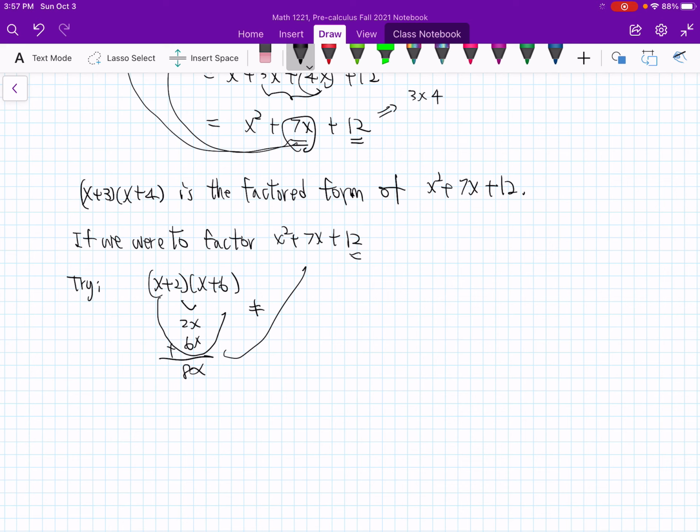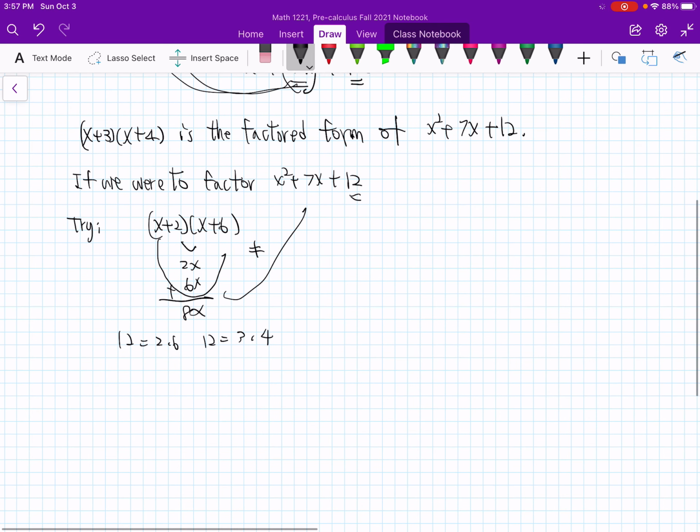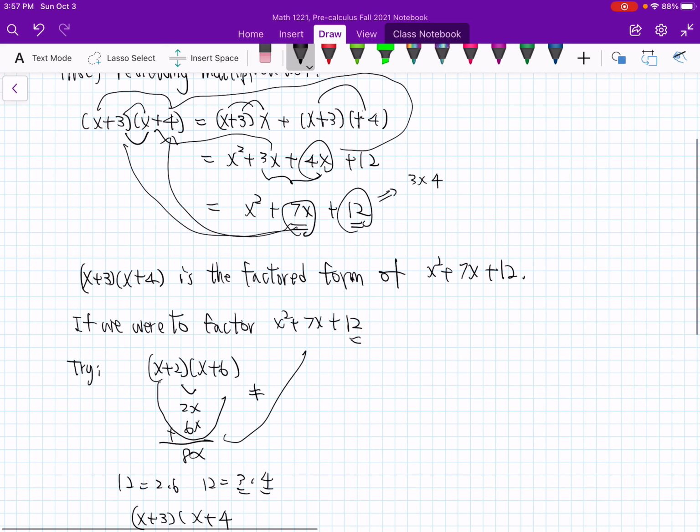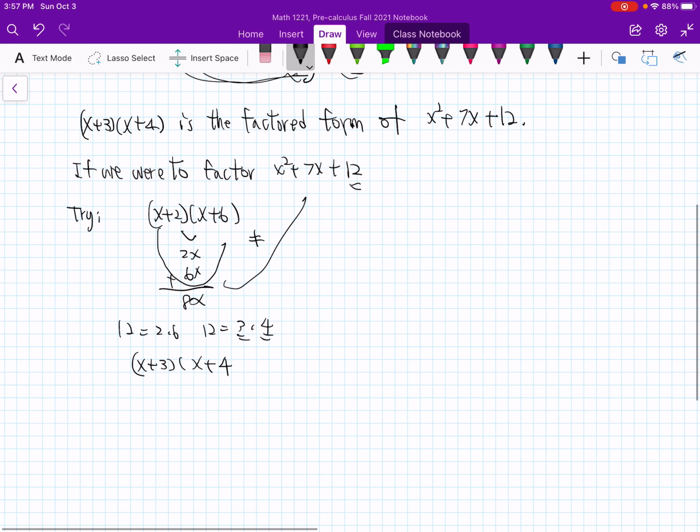Then how many other factors can 12 have? 12 can be 2 times 6. Also 12 can be 3 times 4. Let's try 3 times 4. Of course, you can also try 1 times 12. That's not going to work. So let's try that again. So x plus 3 and x plus 4. Remember, the number 12 came from 3 times 4. So that's how we guess.